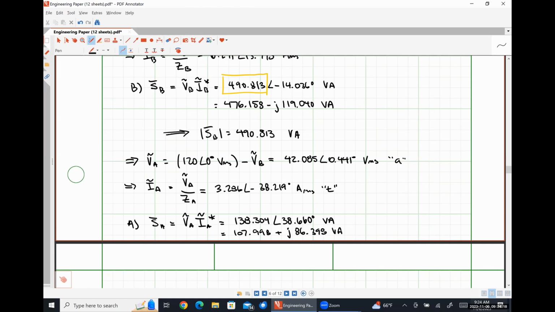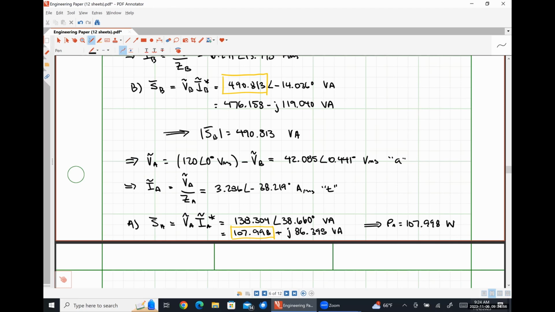Which part of this thing am I looking for? So we were asked to find the average power, if memory serves me correctly, which would be the real part of the rectangular representation. So PA would just be 107.998 watts. All right.